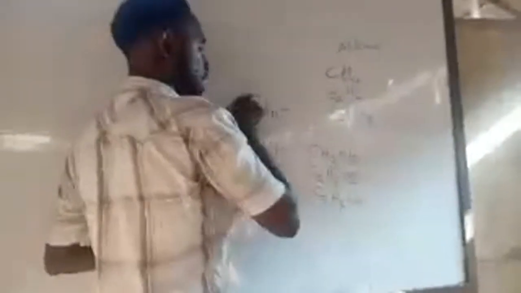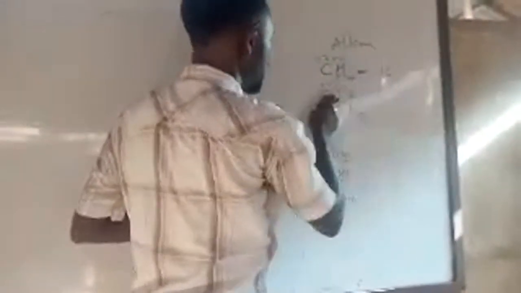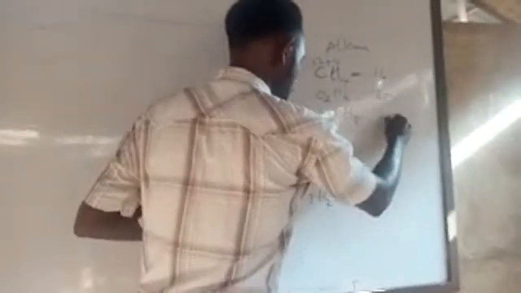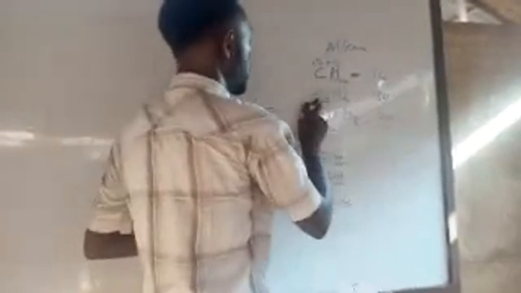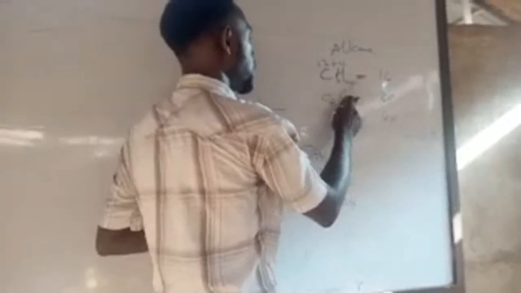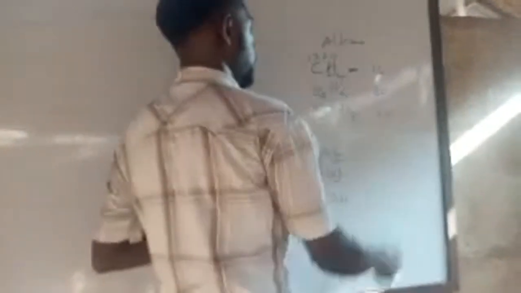Carbon is 12, hydrogen is 4. 12 plus 4 is what? 16. 16 plus 14 is 30. For you to get this next one, 30 plus 14 is 44. If you doubt, you now count. Carbon is 12. 12 times 2, 24. 24 plus 6 is 30. So the next member should now be plus 14, which will give you around 58, of course.